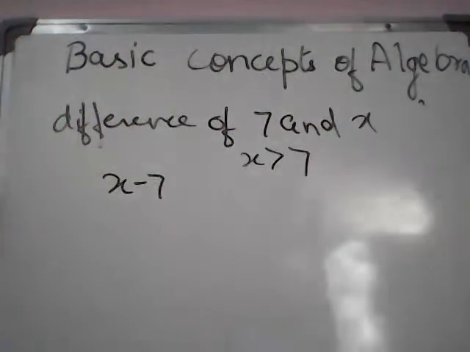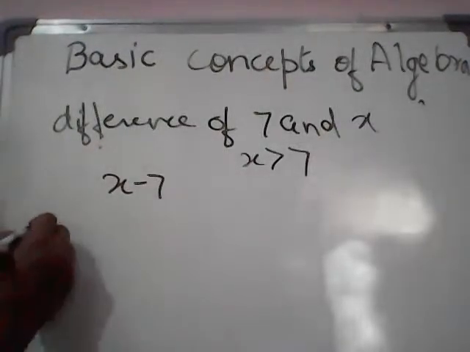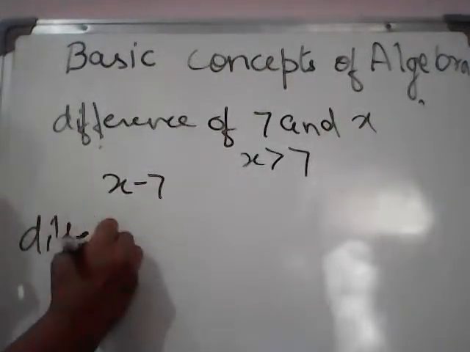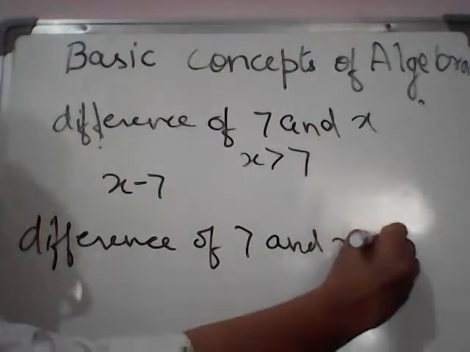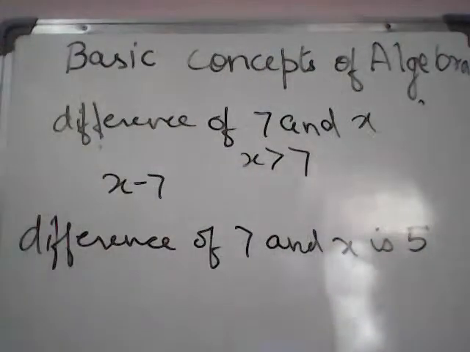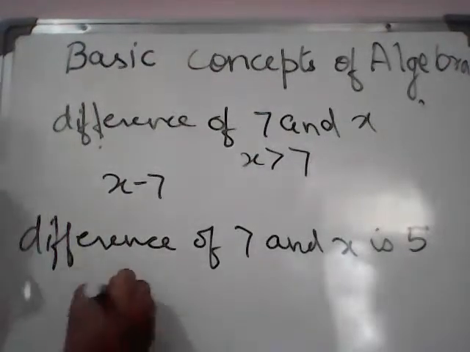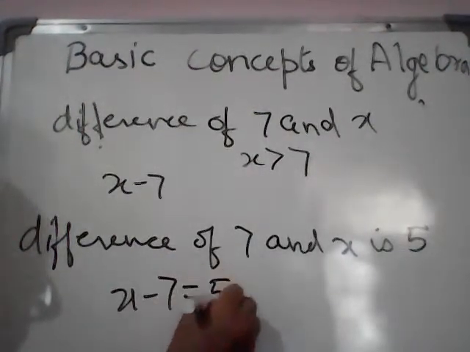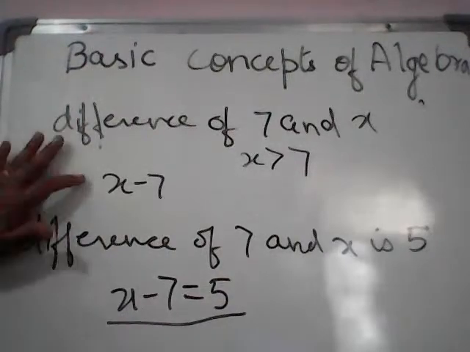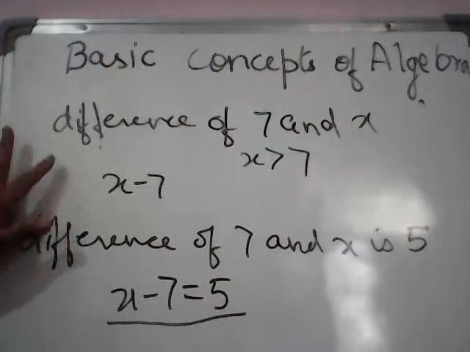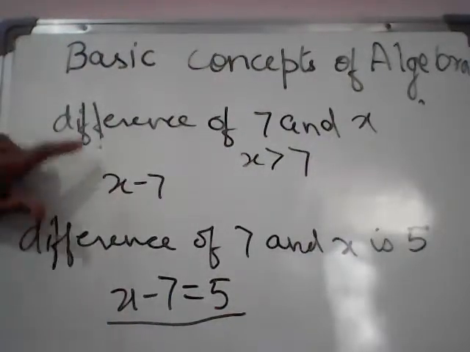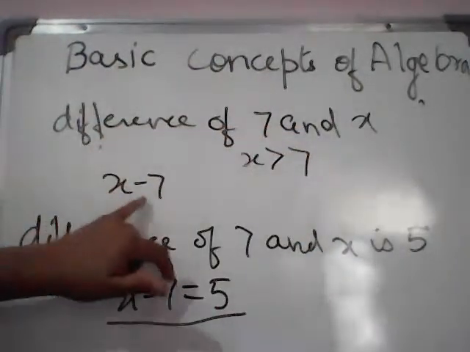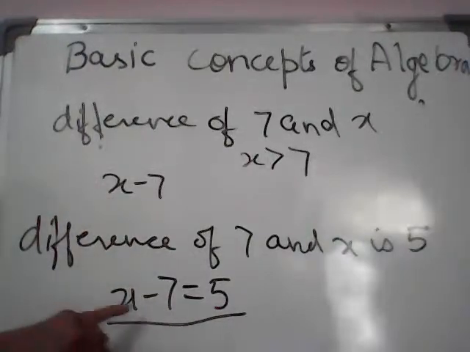And if it is given that the difference of 7 and x is 5, right? If x is greater than 7, then x minus 7 is equal to 5. This becomes an equation, and this is an expression. I think now it is clear to you, Kellen, that when we talk about the difference of 7 and x, x minus 7 is an expression, and x minus 7 is equal to 5 is an equation.